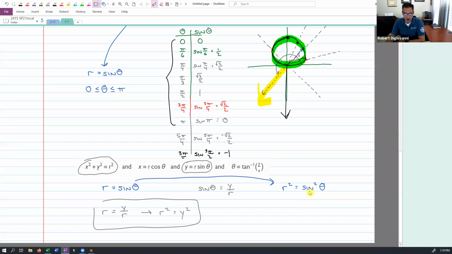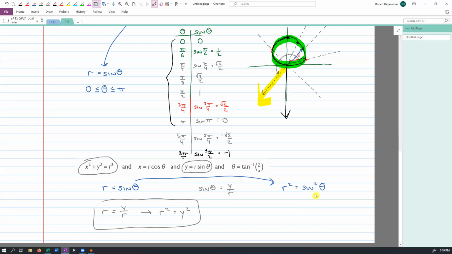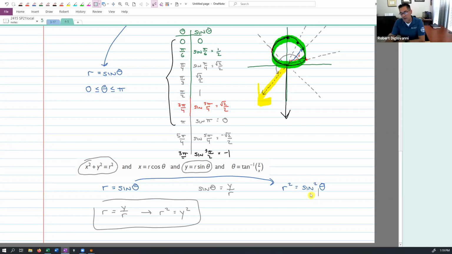What's another way we can write sine squared theta using the Pythagorean identity? One half plus one half, oh yeah, okay, so you're doing like a power reducing formula. I was going to say something more like just 1 minus cosine squared theta, right? That's true from the Pythagorean identity.